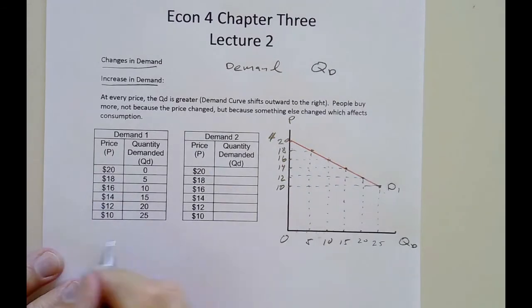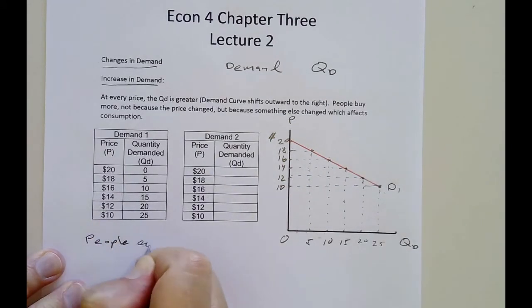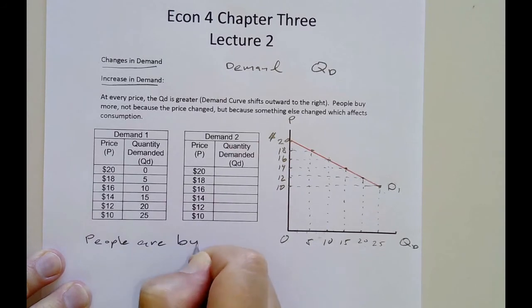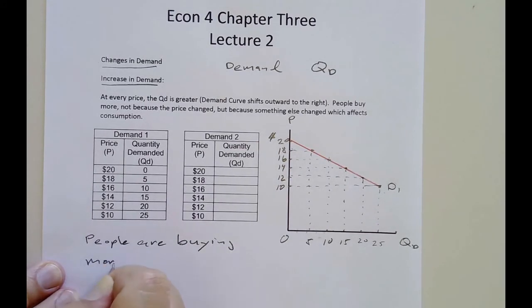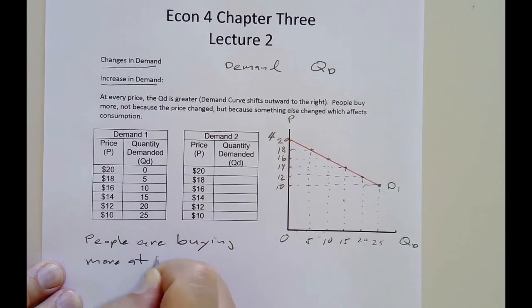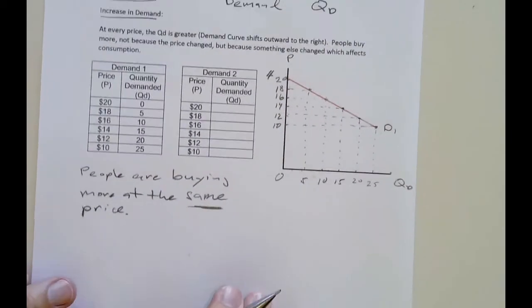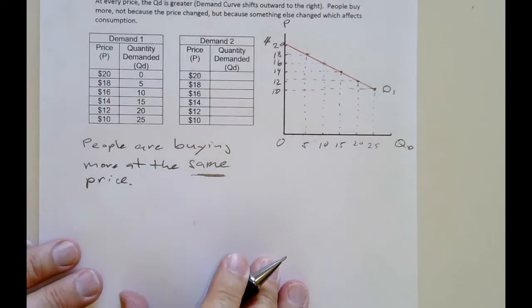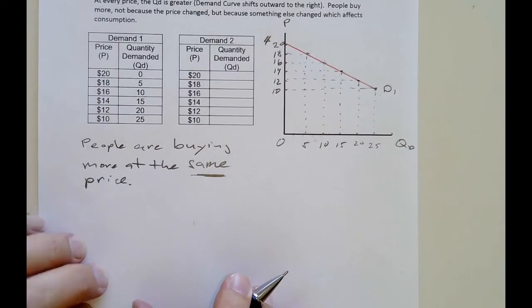So here, consumers are buying more at the same price. Same price. People are buying more at the same price.